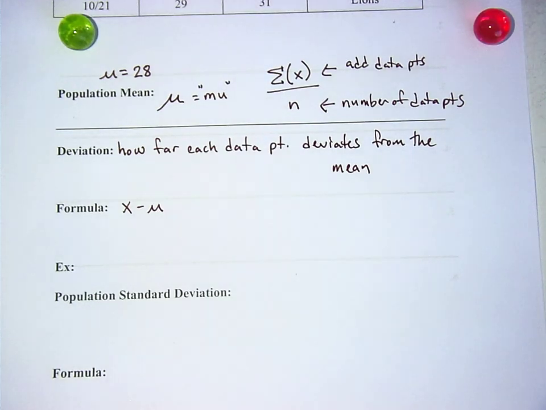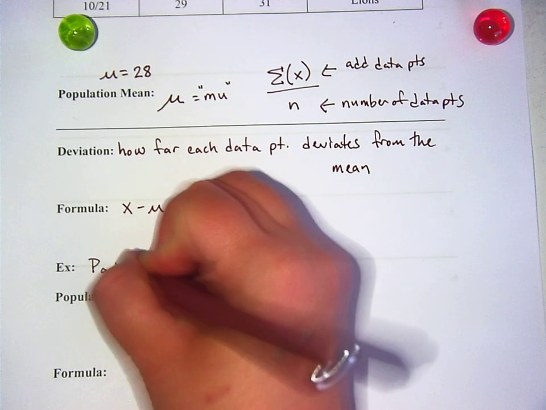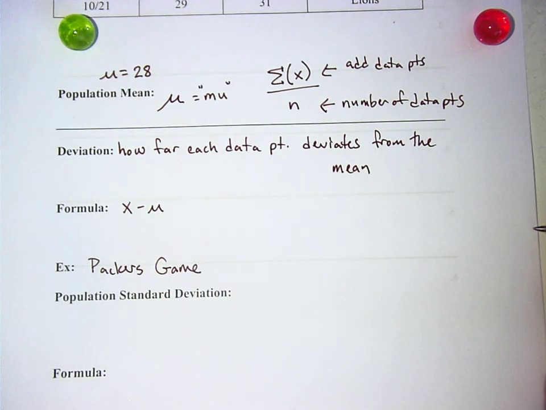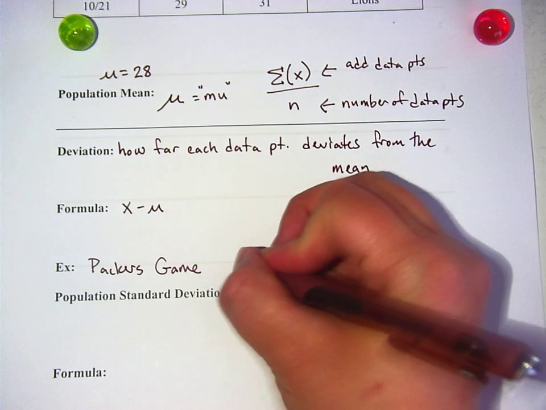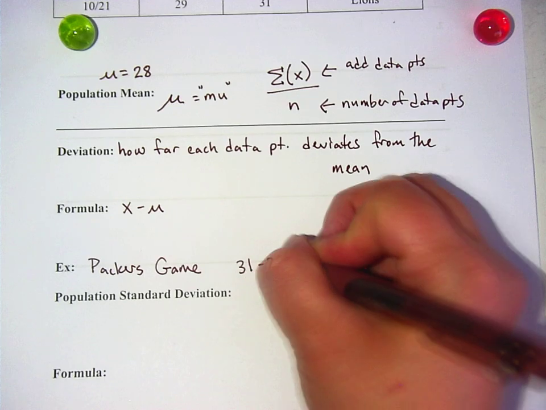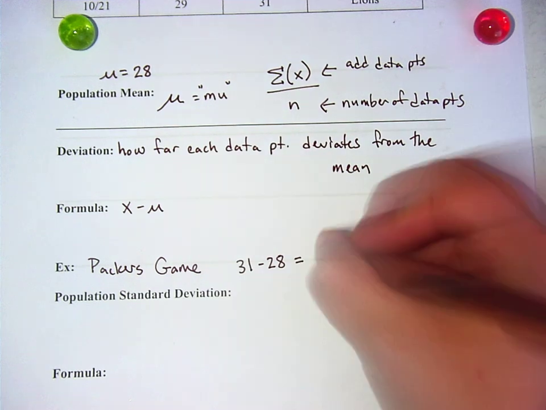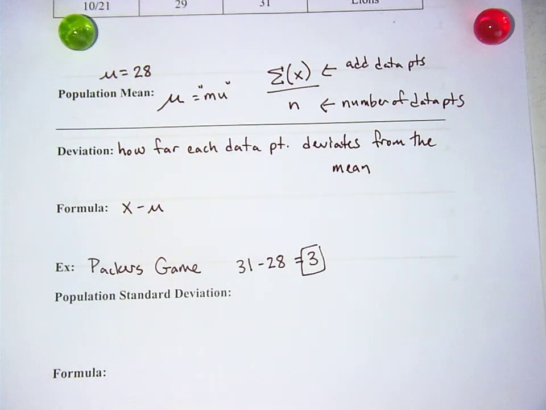For example, let's look at the Packers game. Okay, what was our score on the Packers game? 31, so I'm going to take 31 minus 28, which is? Three. So the deviation for the Packers game is positive 3. By the way, the fact that it was exactly 28 is pretty rare. Usually you're going to get like 28.1 or something like that, where it'll be like a decimal. Just happened to work out this time.